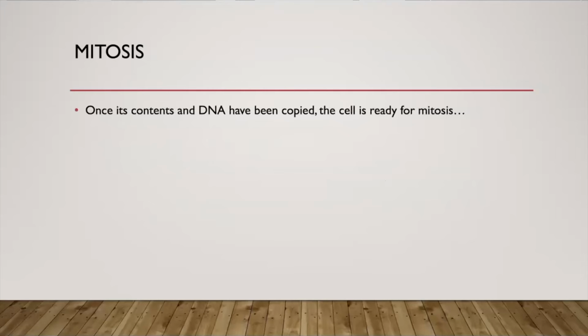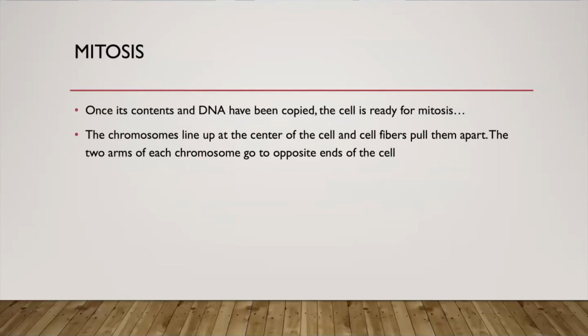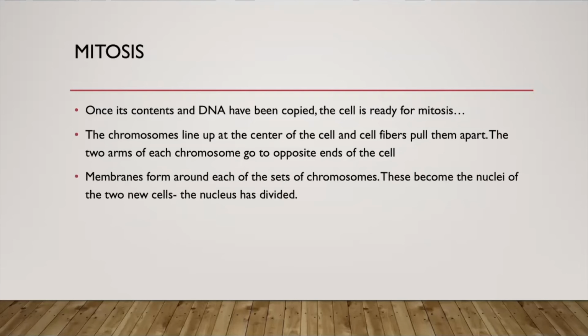Mitosis. Once its contents and DNA have been copied, the cell is ready for mitosis. The chromosomes line up at the center of the cell and the fibers pull them apart. The 2 arms of each chromosome go to opposite ends of the cell. Membranes form around each set of chromosomes. These become the nuclei of the 2 new cells.